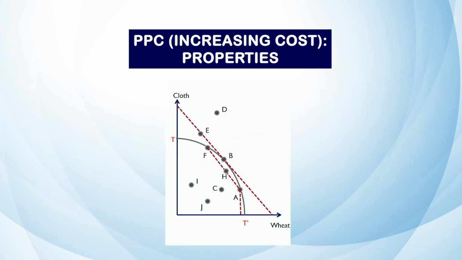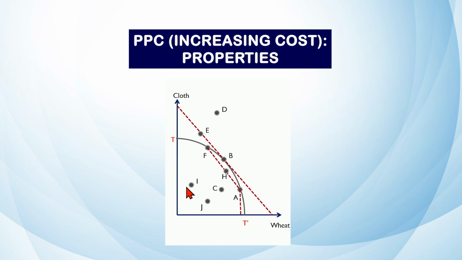So as we move downward from left to right, the cost of producing wheat will gradually increase, and it will always slope negative from left to right. And again, this is based on the opportunity cost analysis. Now, what are the basic properties of this curve? This bowed out curve, TT prime, is my PPC.